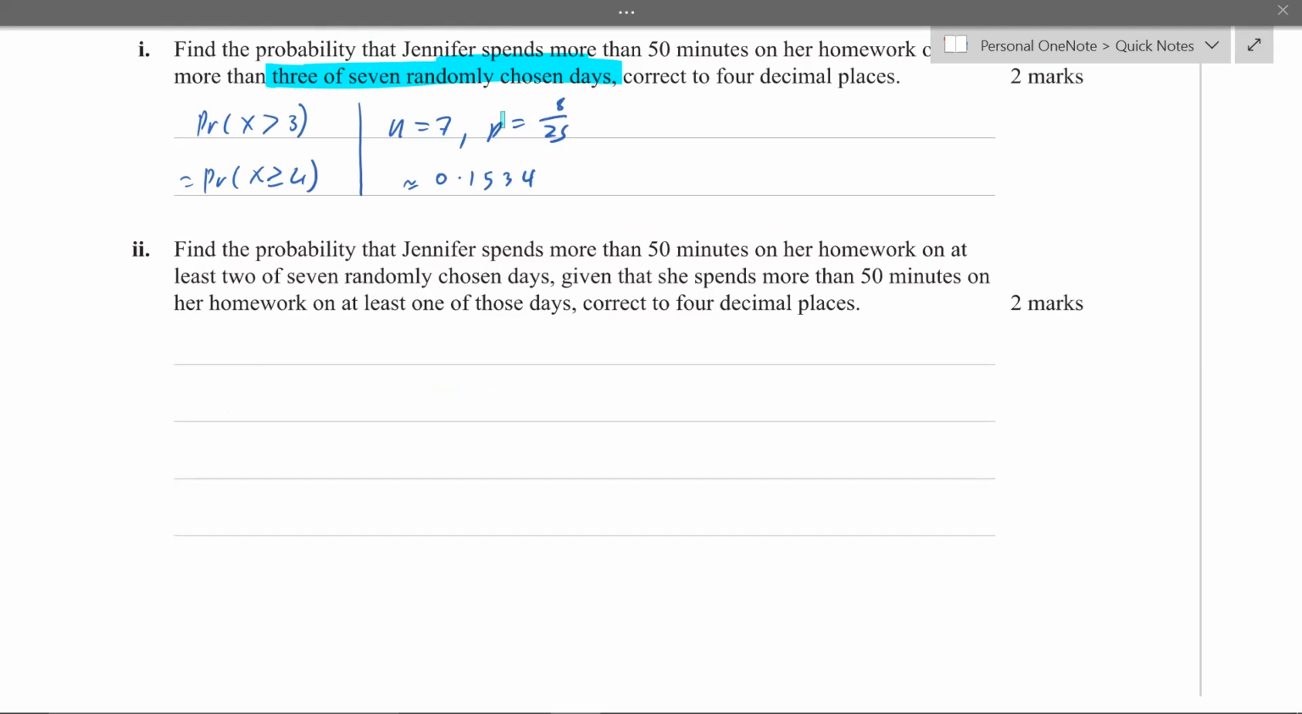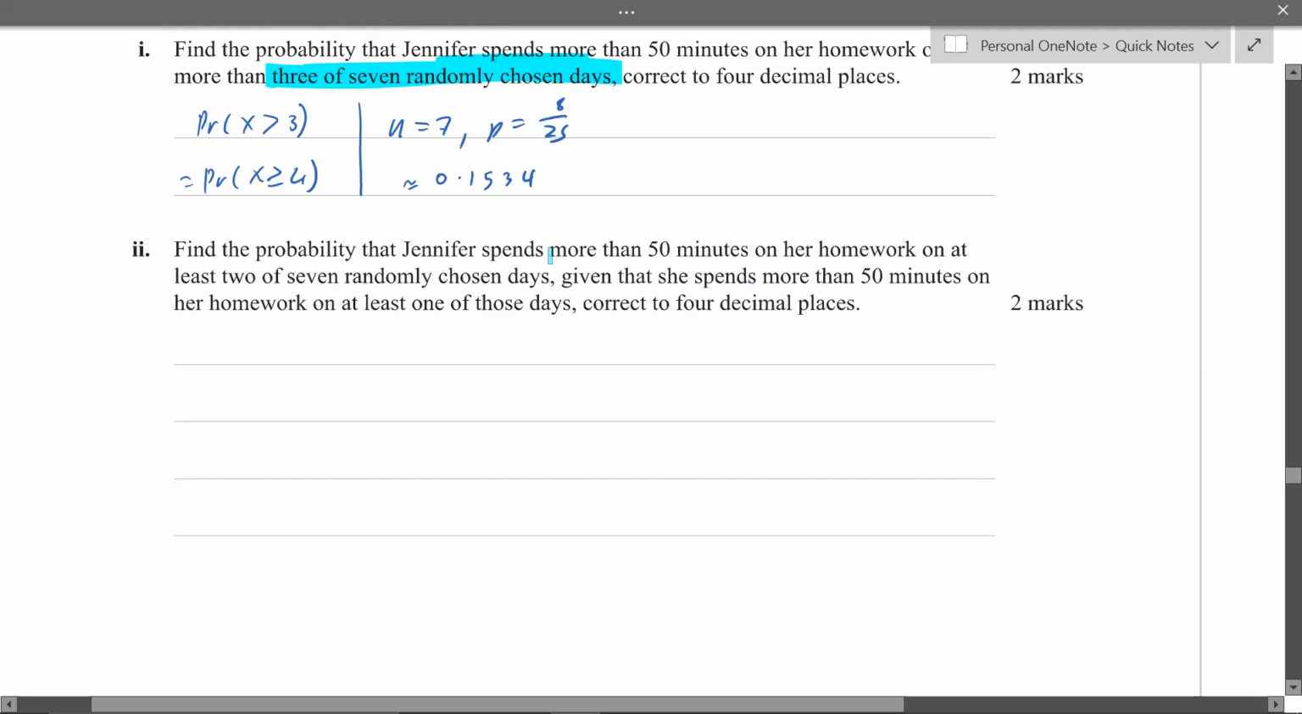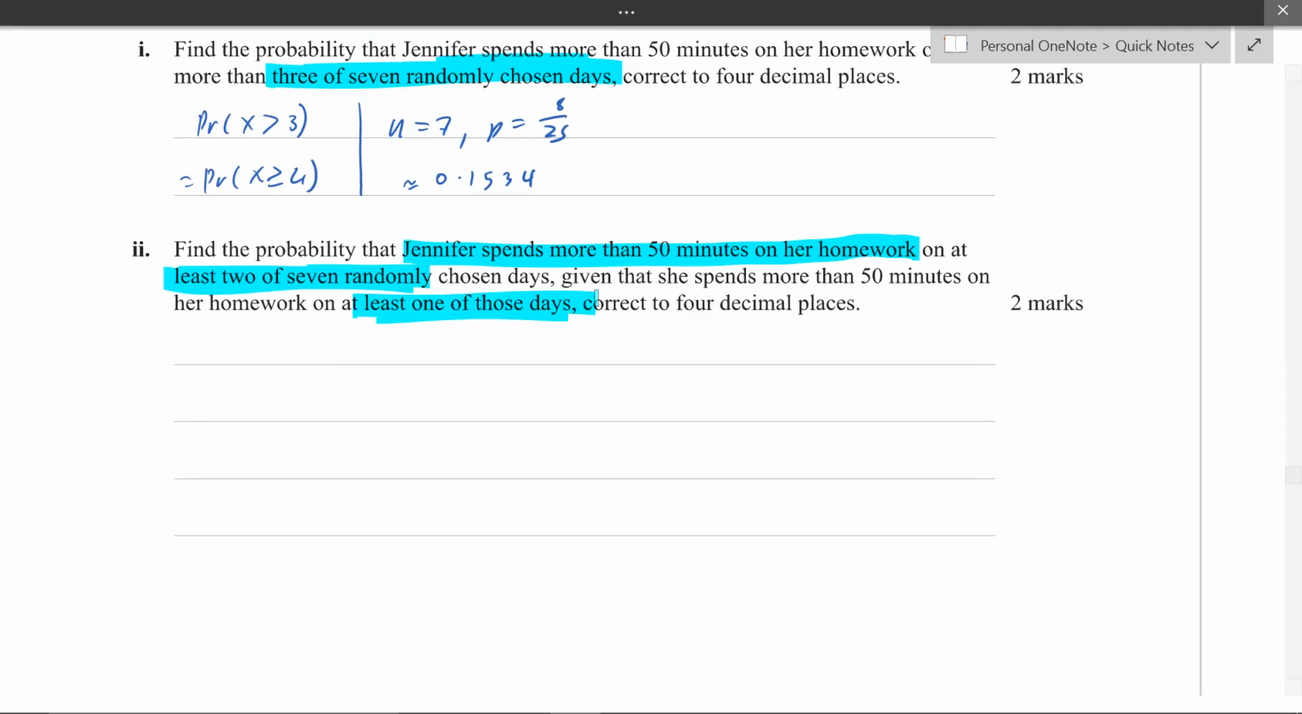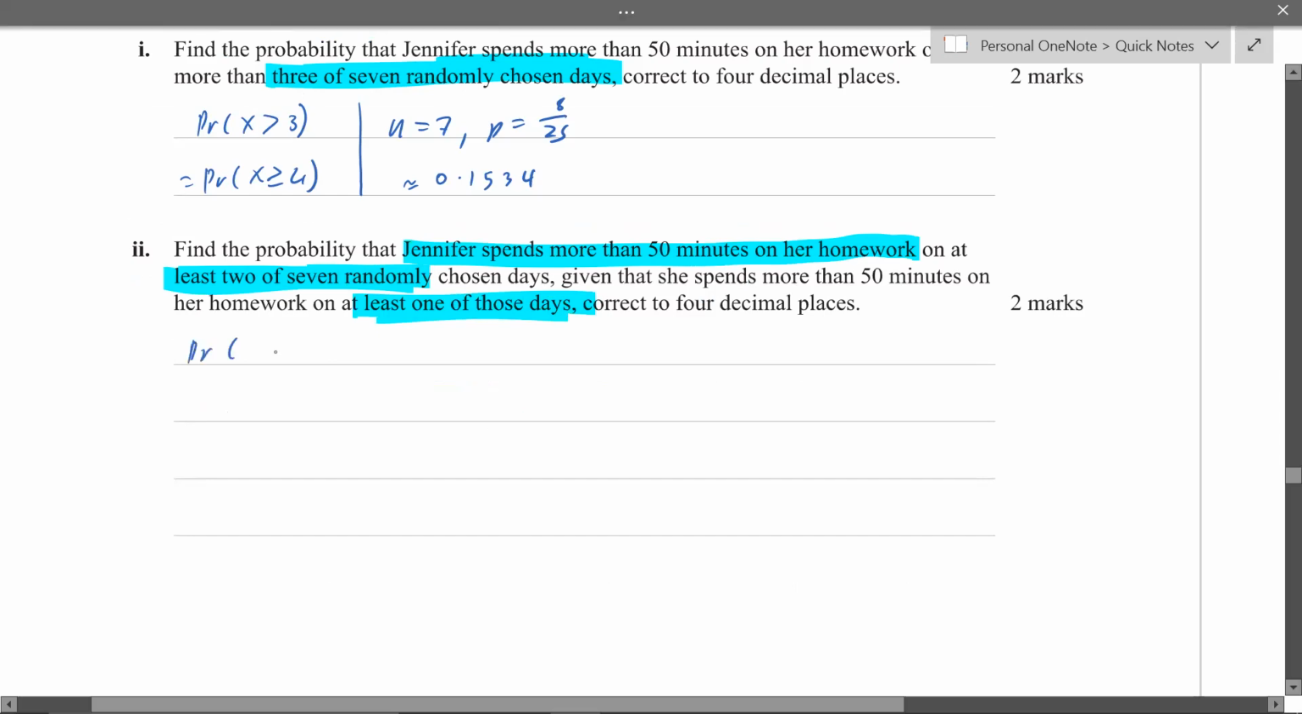This is a given situation. They tell you that they want the probability she spends more than 50 minutes on her homework on at least 2 of 7 days, given that she spends it on at least 1 of the 7 days. So if we rewrite that, it's x greater than or equal to 2, given x greater than or equal to 1.